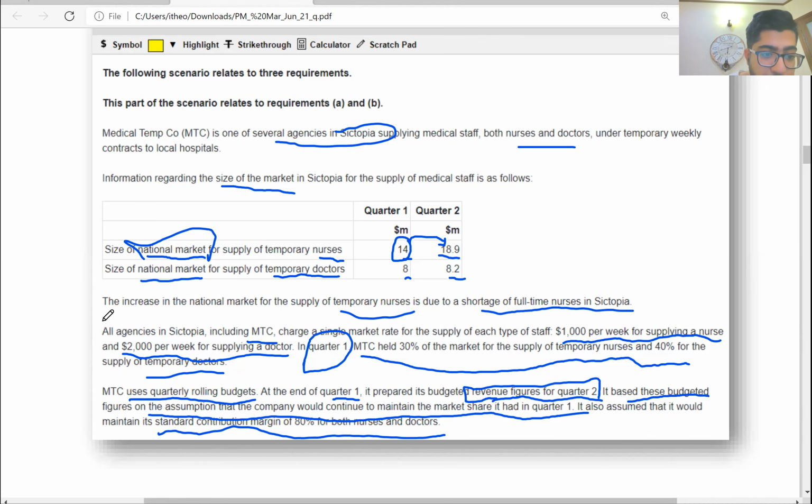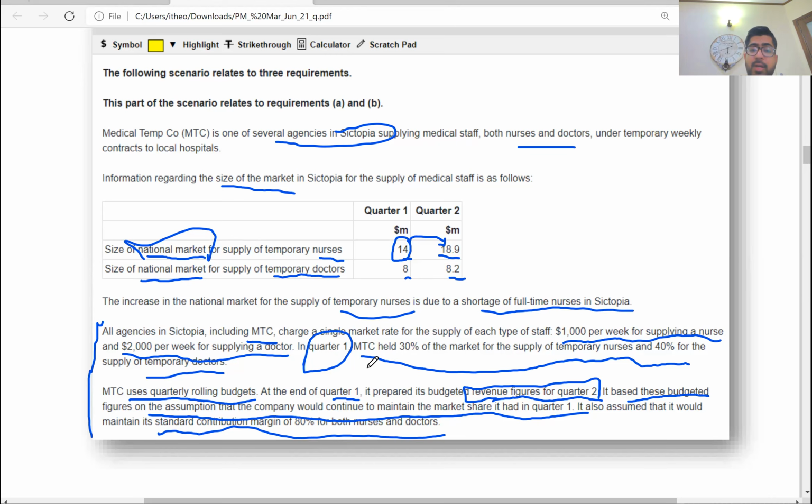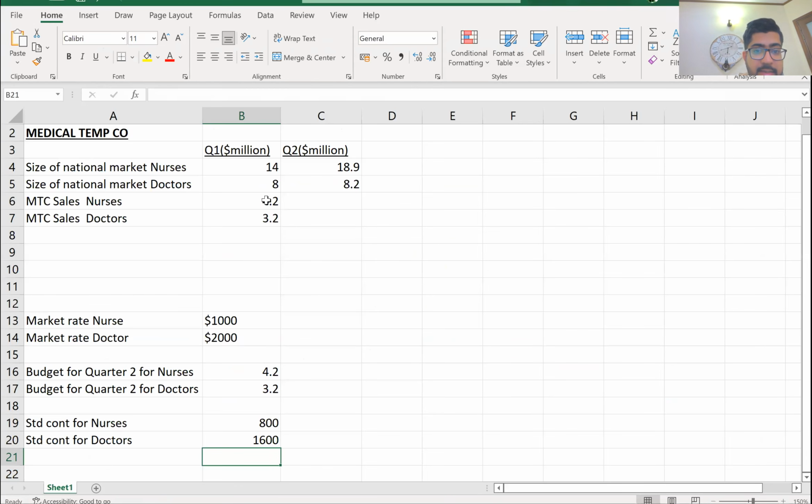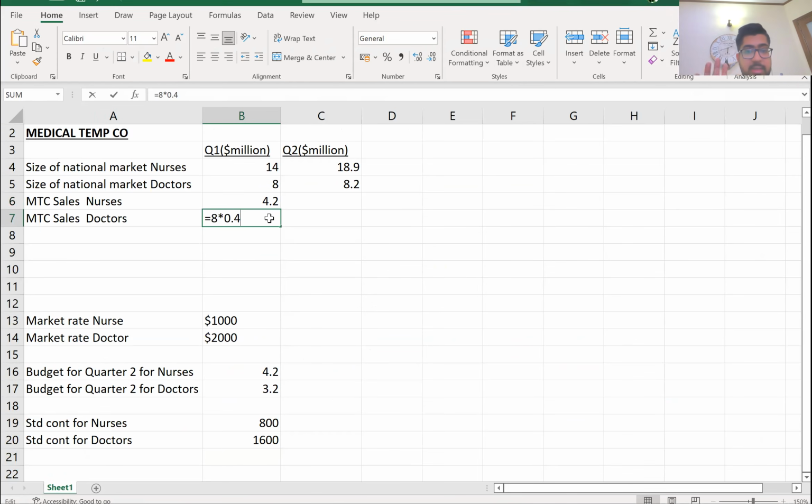The last two paragraphs are very key paragraphs from which I have extracted too much information. All agencies in Sticktopia, including MTC, charge a single market rate, 1,000 for nurse, 2,000 for doctor. I wrote 1,000 is the rate, 2,000 for doctor. In Q1, MTC held 30% of the market for nurses, 40% for doctors. So in Q1, the MTC had 30% of the national market. So 30% of the national market means 0.3 of 14, or 4.2 million. And for doctors, 40% of the national market, 3.2 million. This is only for Q1.